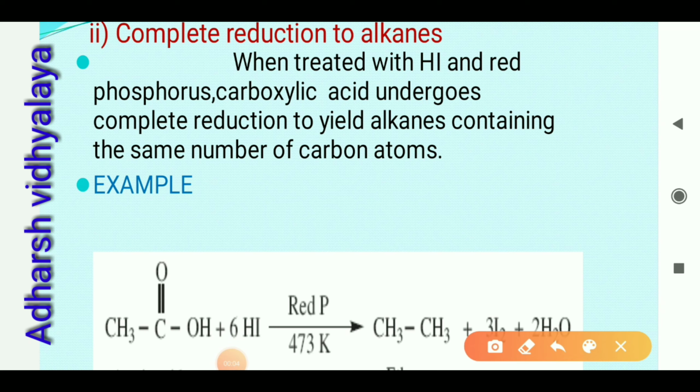Complete reduction to alkanes. When carboxylic acid reacts with hydrogen iodide in the presence of red phosphorus, it undergoes complete reduction to give an alkane containing the same number of carbon atoms. In this reaction, the acid is first reduced into aldehyde, aldehyde is reduced into alcohol, and alcohol is further reduced into alkane with the same number of carbon atoms.